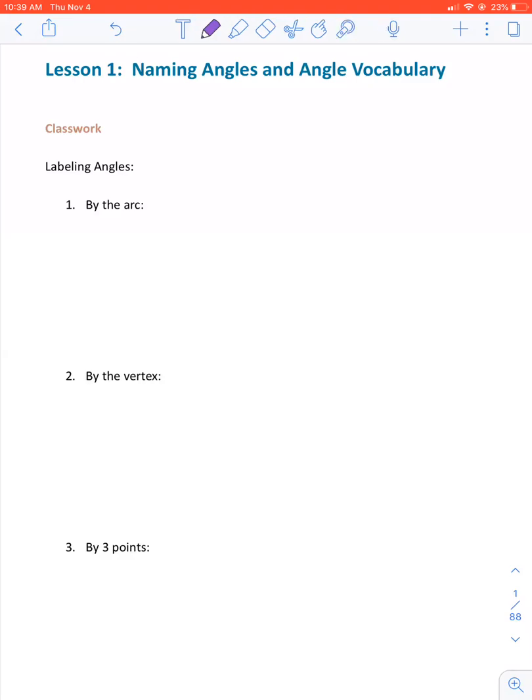All right, this is lesson 1. We're going to talk about naming angles and all of the angle vocabulary. So let's start by labeling angles. There's actually 3 ways to do this. I'm going to draw an angle.